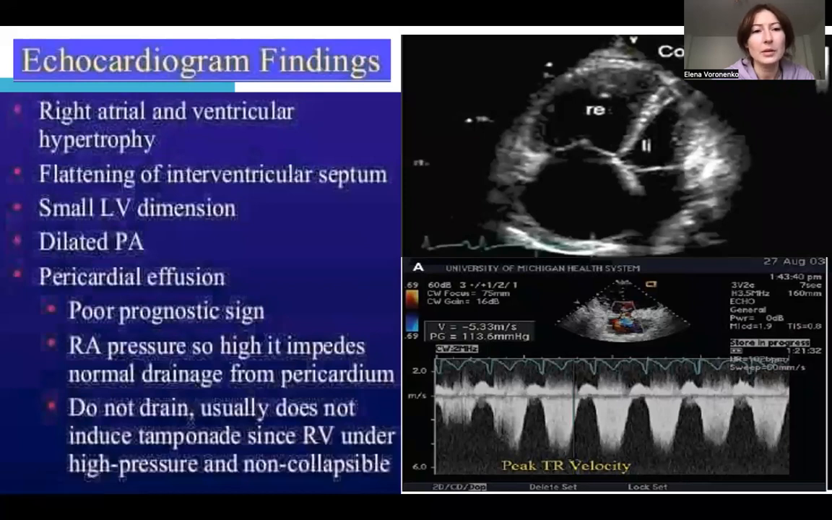Echocardiogram findings: right atrial and ventricular hypertrophy, flattening of interventricular septum, small left ventricle dimension, dilated PA, pericardial effusion, a poor prognosis sign. Right atrial pressure is so high that it impedes normal drainage from the pericardium. Effusion usually does not induce tamponade since the right ventricle is under high pressure and non-collapsible.